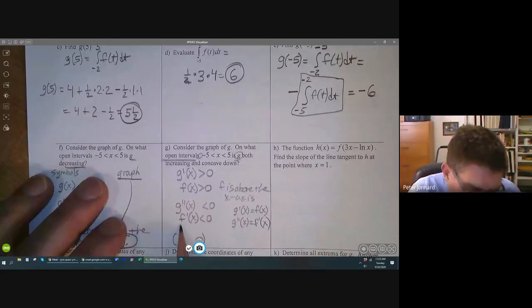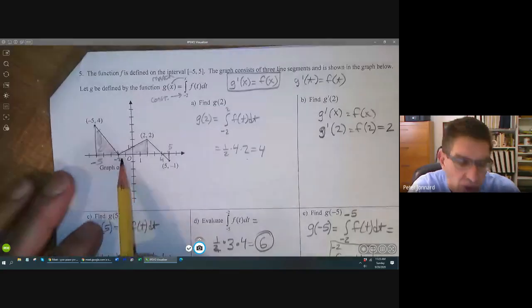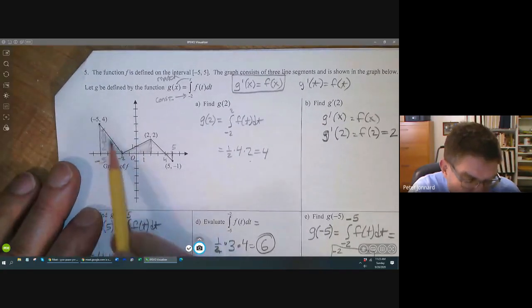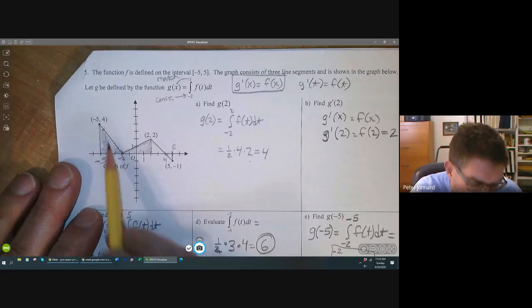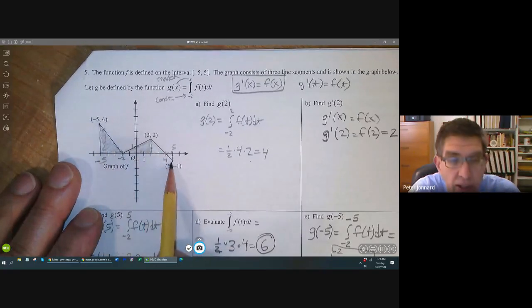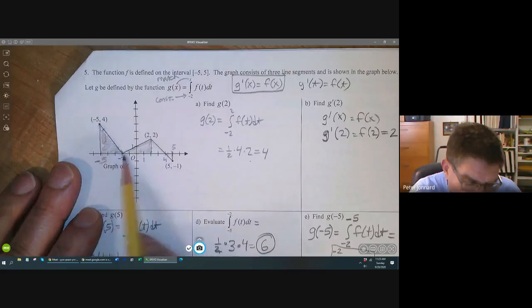So let's look at the graph of f here. Where does it have a negative slope tangent line? Well, that's between here and between here and here, okay? So we need to look at those areas.